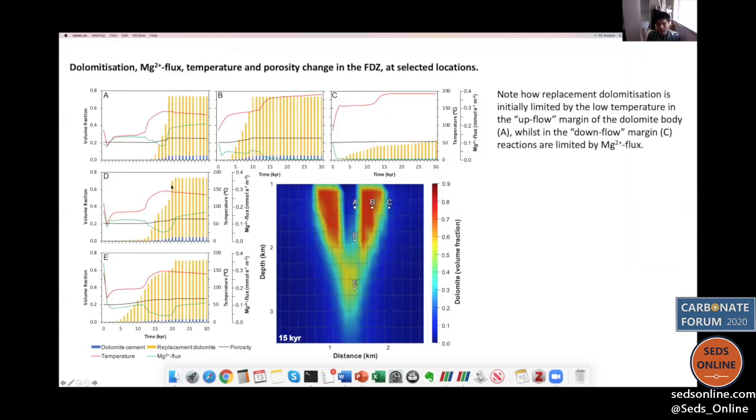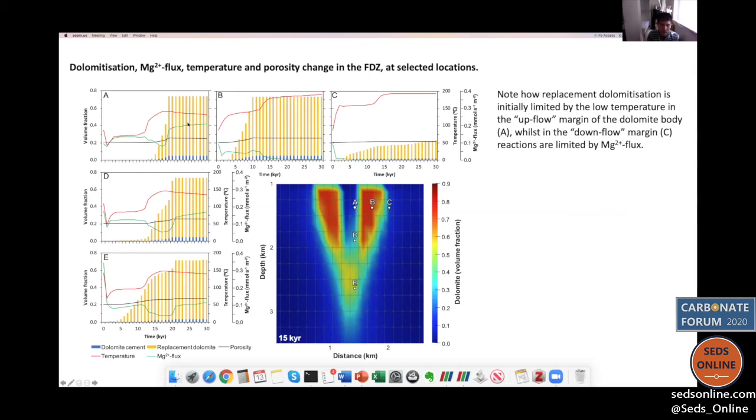Yeah, so we have tracked the process of the replacement and also cementation, and we found that at some selected locations, for example at the B point, we have a high replacive dolomite starting very early, at about 3,000 years. However, we never have cementation of more than 5% at any point. So that's why we conclude that most of the dolomite here is formed by the replacement process.